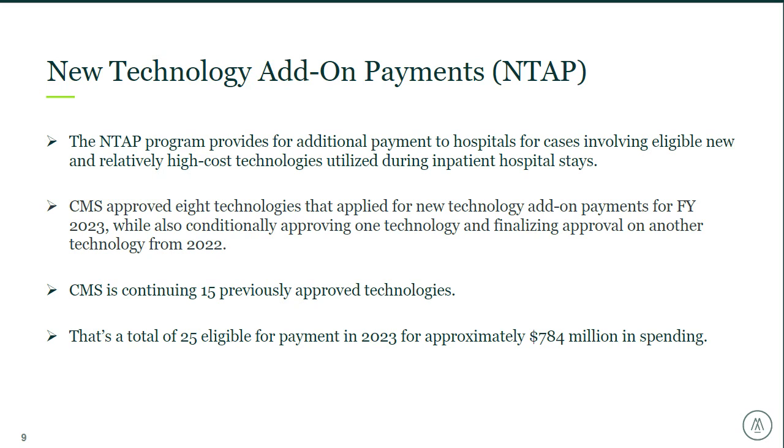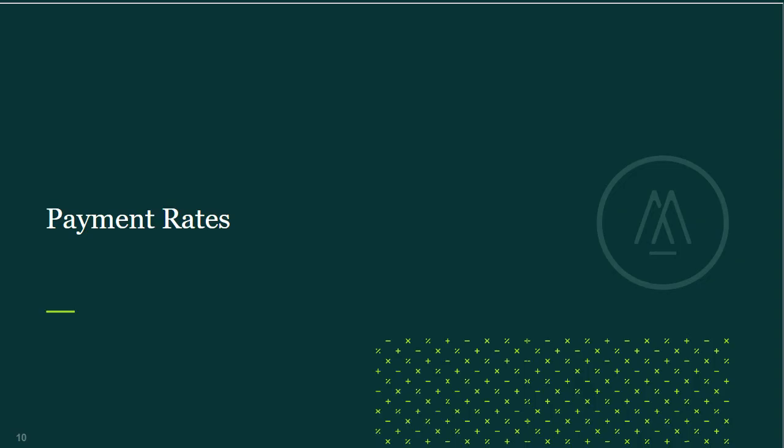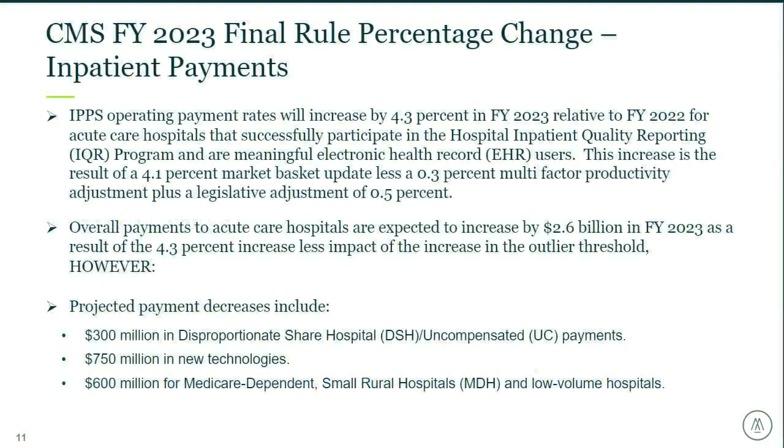And then this is a multi-year process before the data gets baked into the payment stream. So 15 previously approved technologies will continue. So that's a total of 25 that will be eligible for payment add-ons in 23 for an estimated expenditure of about $784 million. So let's now just touch on the rates themselves.